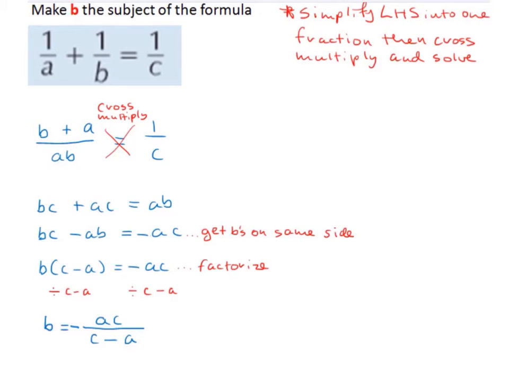Now to get the B on its own, well, it's got brackets stuck on with C minus A inside, which means multiplied by C minus A. So we're going to divide by C minus A to get the B on its own. But if I divide by C minus A on the left, I must divide by C minus A on the right. So I end up with minus AC divided by C minus A, which is going to be AC over C minus A. That's minus there in front.